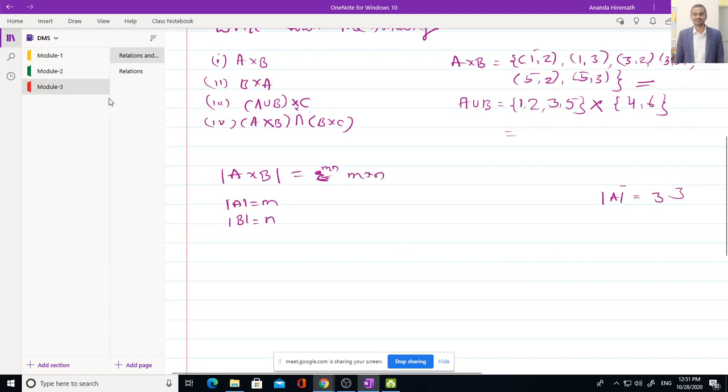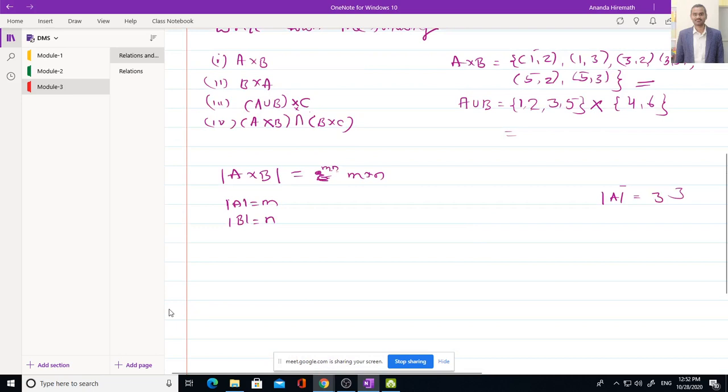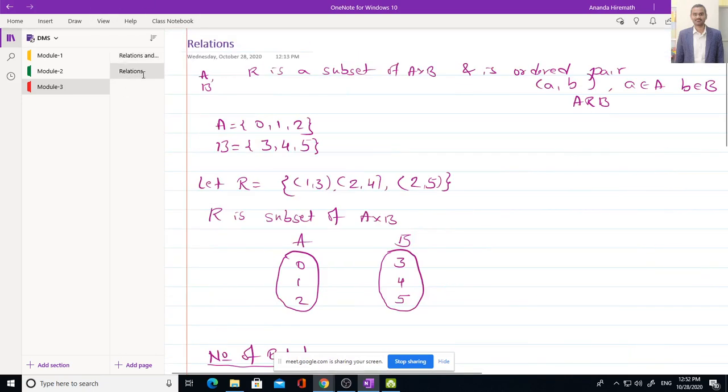Now in this example, wait for a while. Yes, here. How many elements are there in the first set? 2. Then m into n is 2 into 2. So there are 4 elements in A cross B. Now, is it clear?